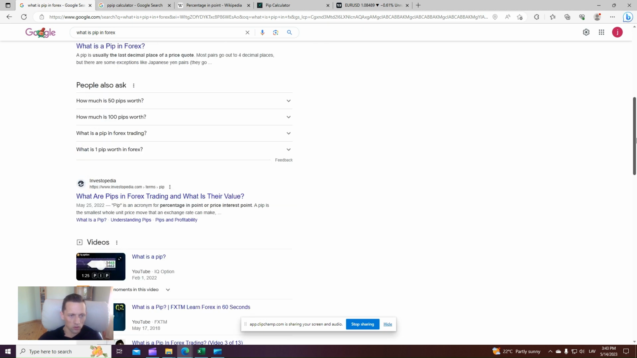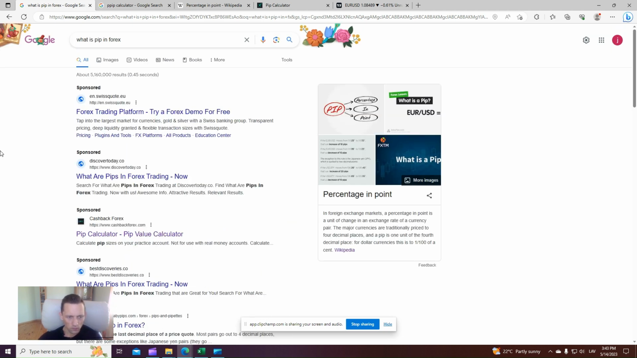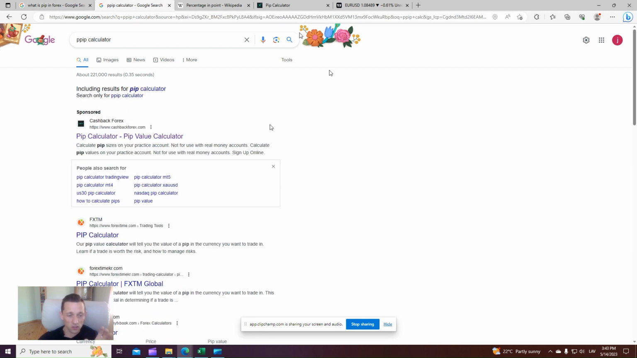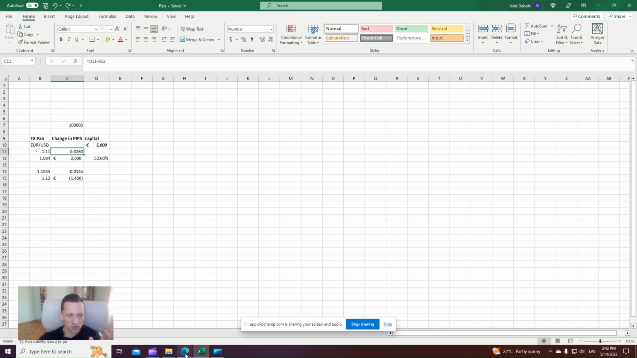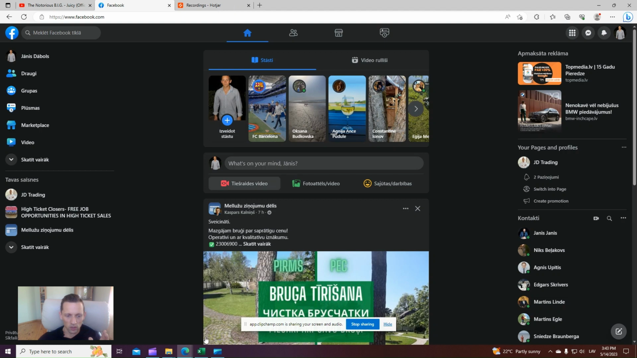So I wouldn't do that. I wouldn't go and over-restate everything that is written for free. What I will do here is talk about the importance of pips when we are measuring trading performance. In this way, we will see whether it's an objective measurement or not.